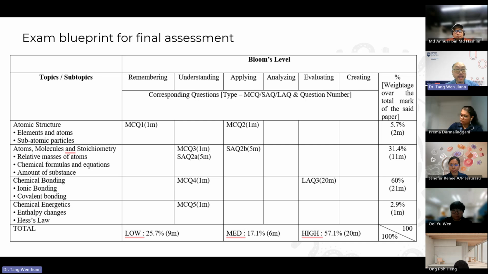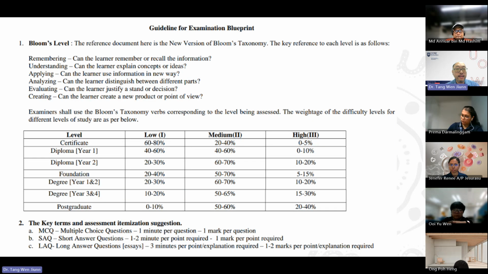We categorize them as low, medium, and high. So in terms of the percentage, what is the appropriate percentage? You can refer to your school. What is the school practice? If the school has no preference, then we have this suggested percentage. For example, if it is a certificate paper, it is mostly low level, meaning levels 1 and 2, medium, the analysis part, 20 to 40%, and the higher part is 0 to 5%.